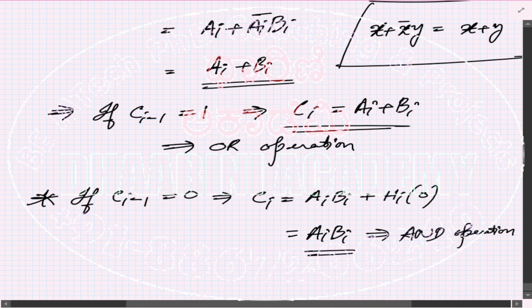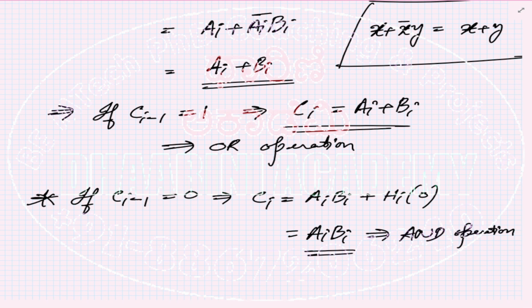Right? So now these are the required conditions, using which you can perform AND, OR, XOR, XNOR, addition and subtraction using a single circuit. The same circuit can perform all these operations. That's why an ALU is nothing but a simple adder circuit with supportive NOT gates at the input.